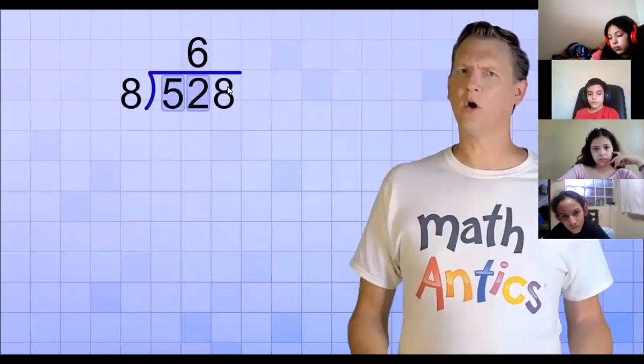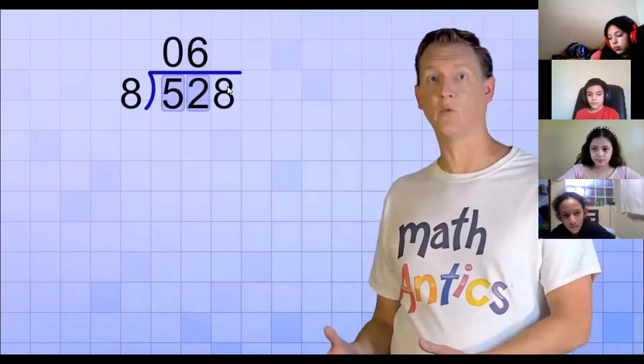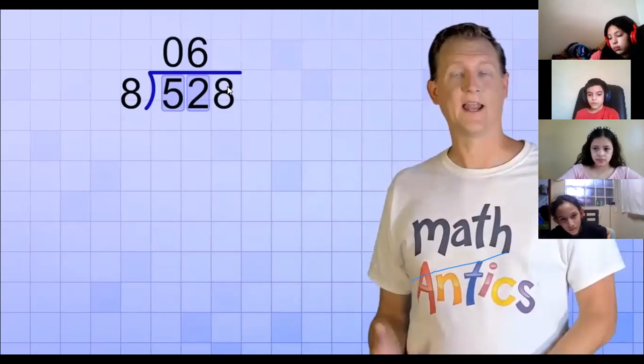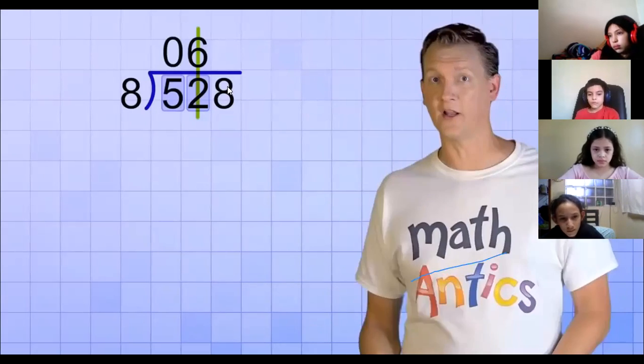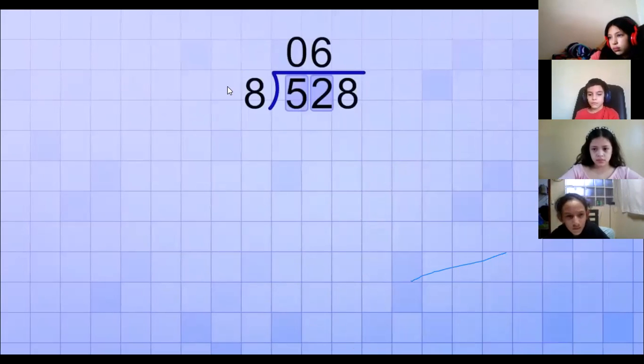If we wanted to, we could have put a 0 above that first digit, since the 8 wouldn't divide into it any times. And if that helps you keep track of which answer digit you're on, then that's a good idea. But it's not required. So 6 times 8 equals 48. And then 52 minus 48 gives us a remainder of 4.